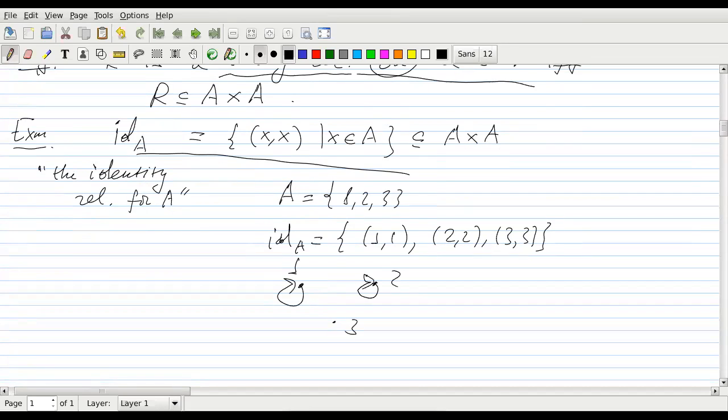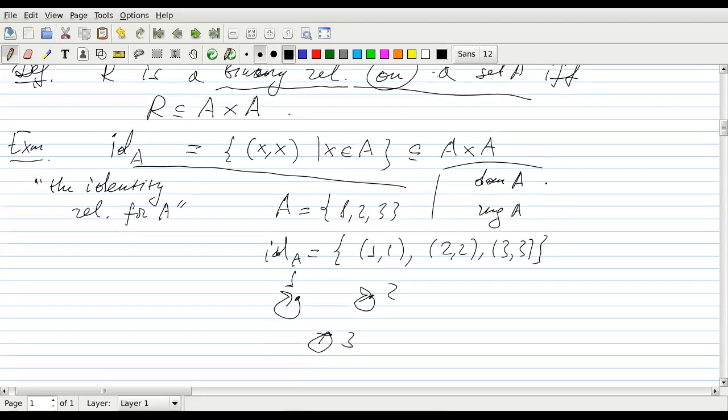Here we have a few loops. Is it clear? Yes. What is the domain of the identity relation? 1, 2, 3. And in general, A. It is just A, both the domain and the range. Is it clear? Yes.